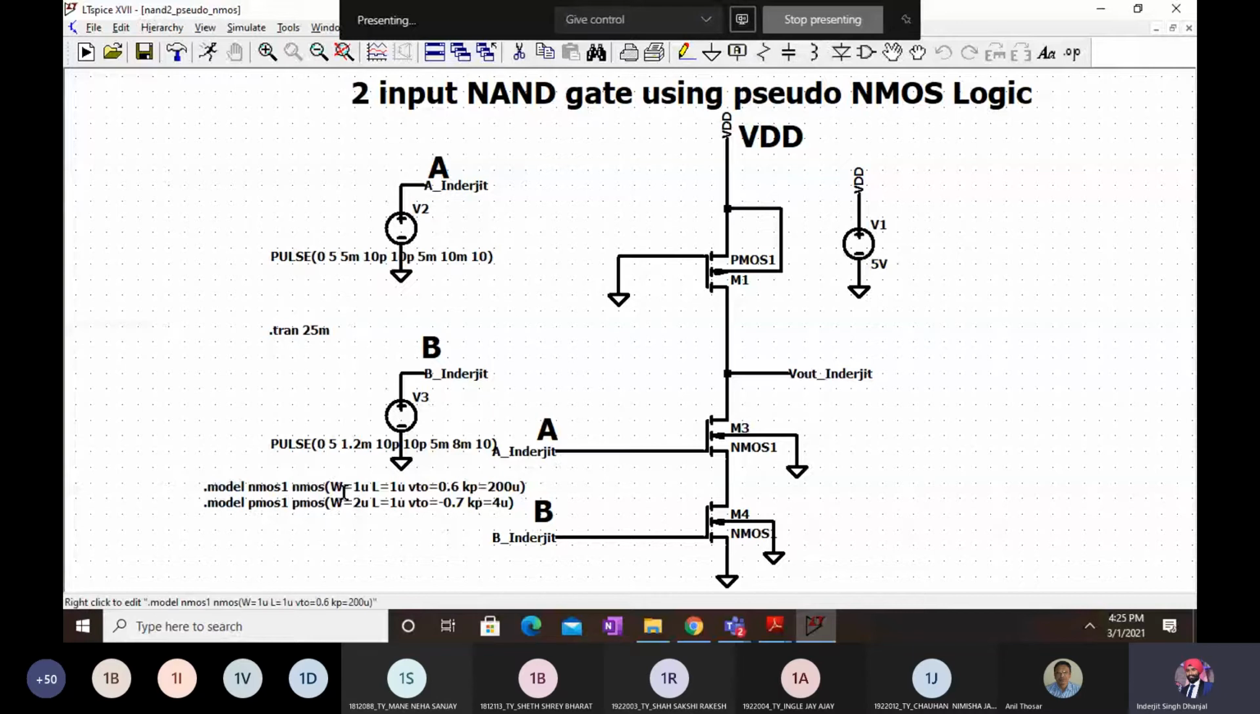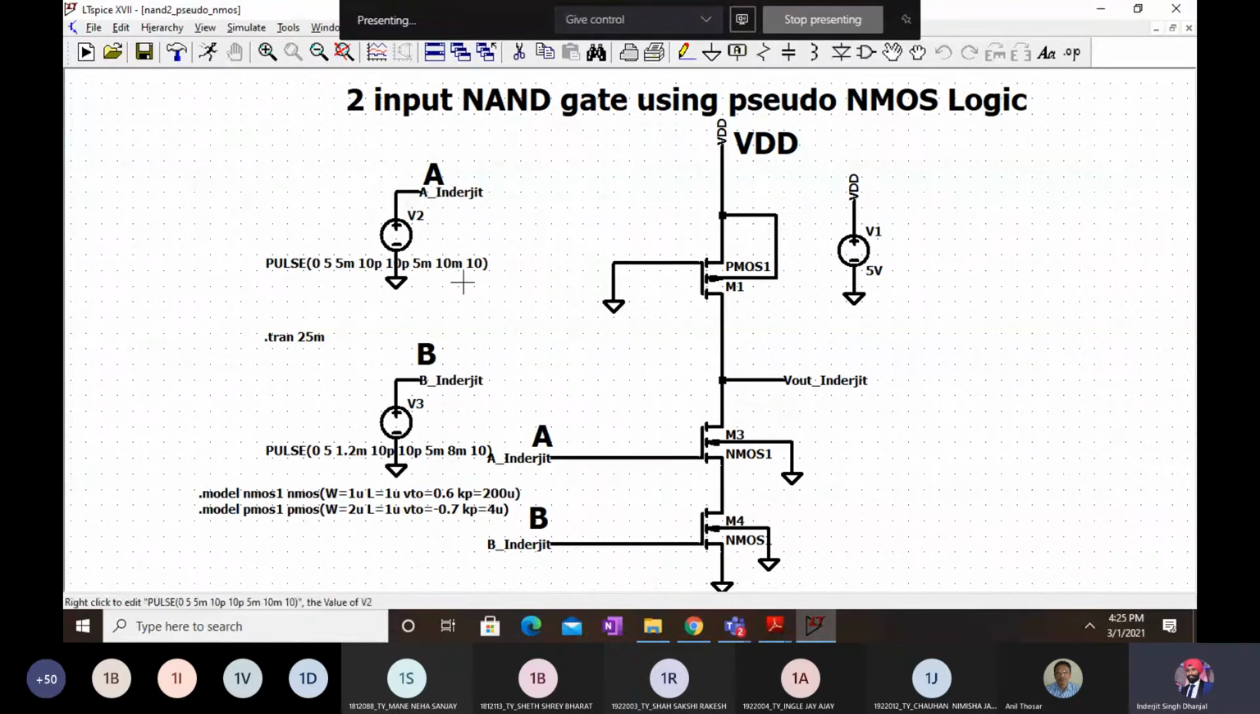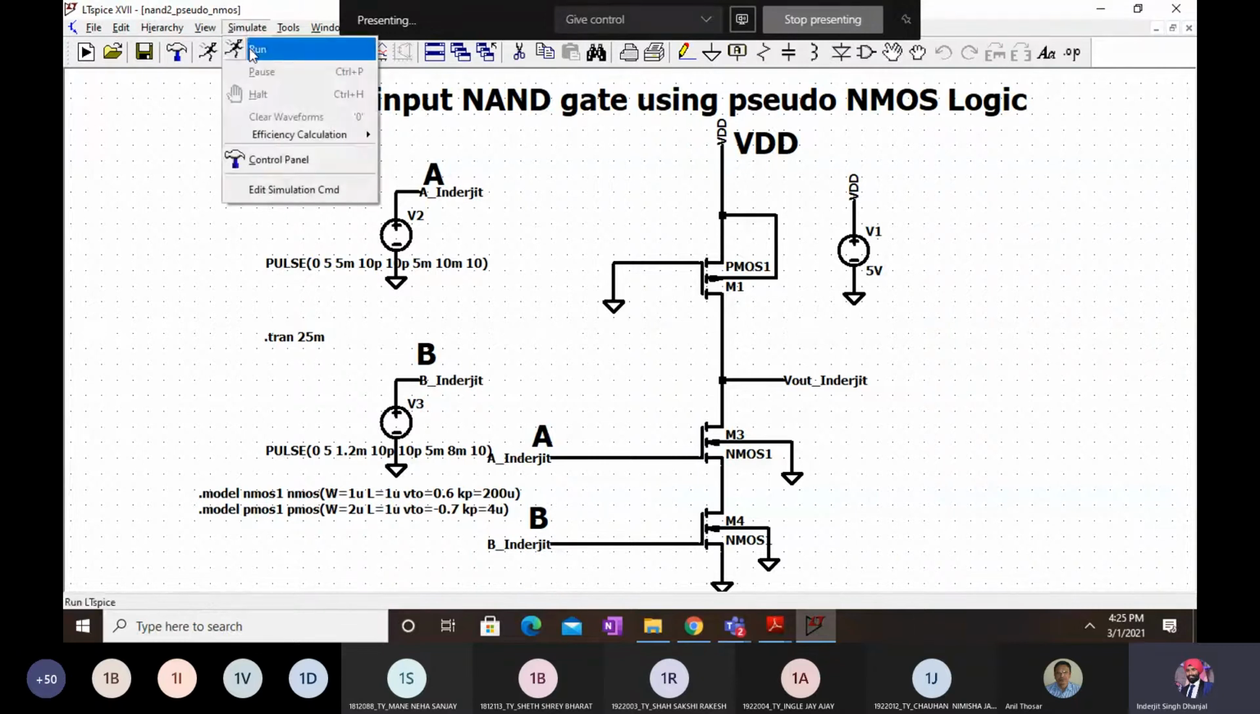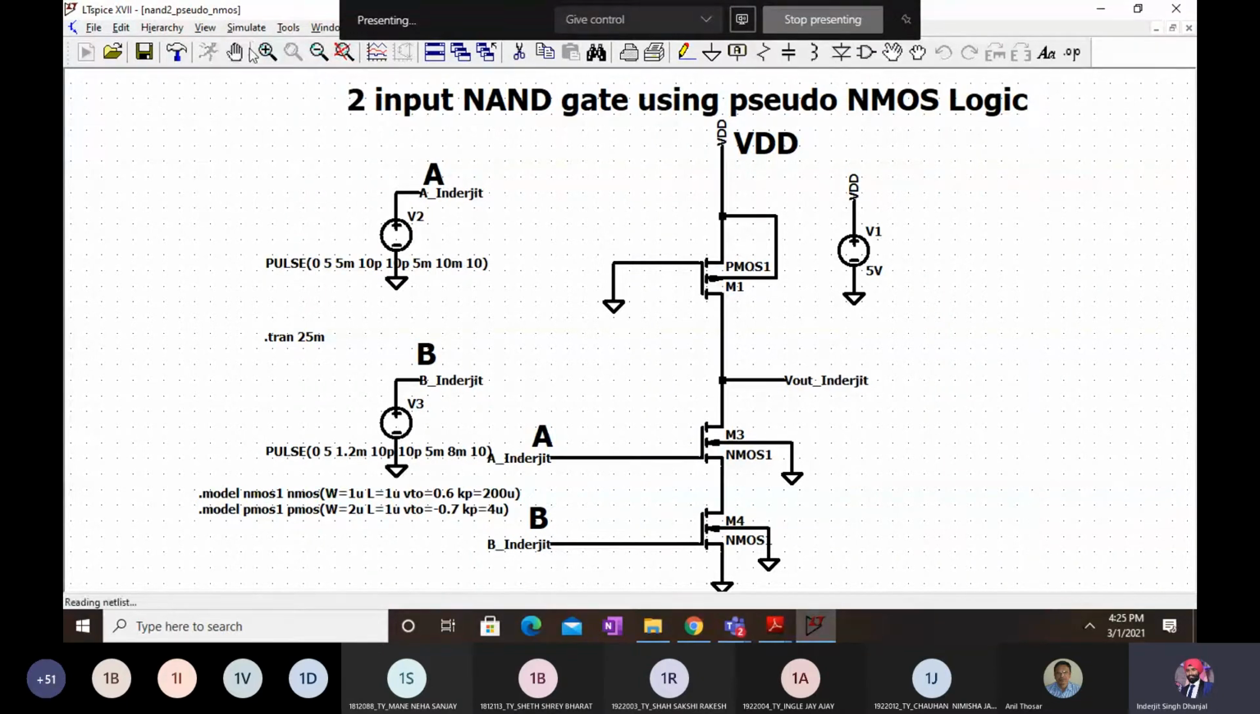Now, these are the parameters which are given: W/L, VTO and KP are given. And we have defined A and B, 2 non-overlapping inputs. So let me simulate this. This is a NAND gate, right? So let me quickly simulate this.